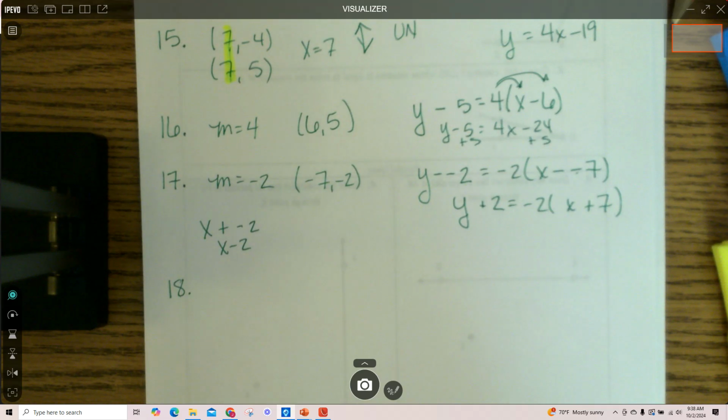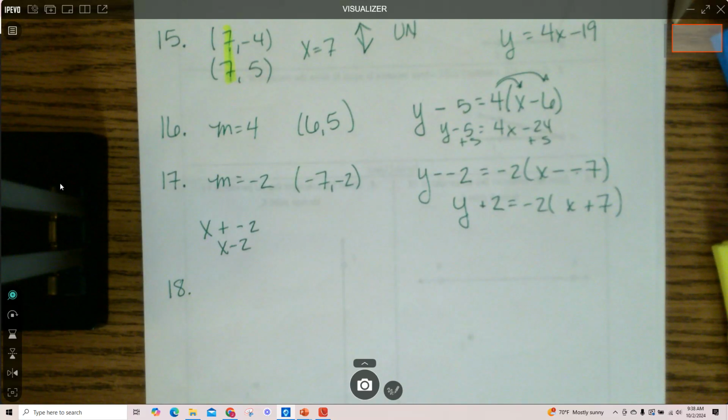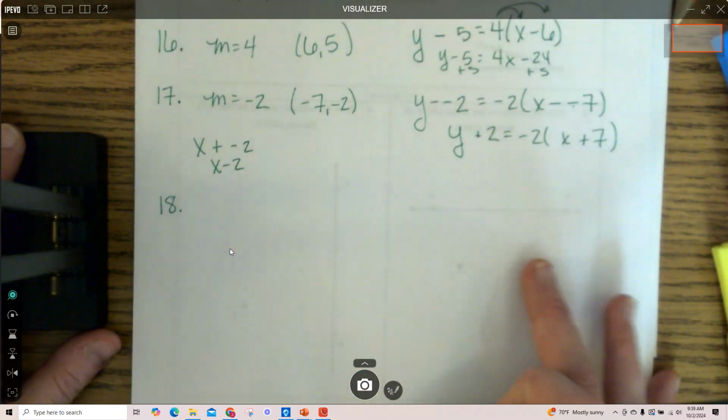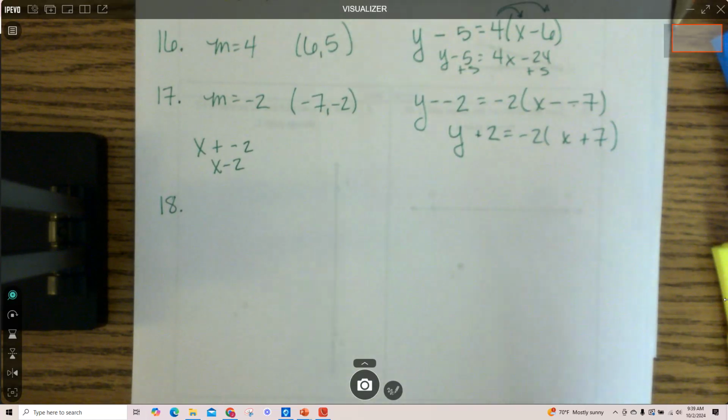Y'all want me to pause for a second and let everybody kind of get on the same page? Yes. Okay. I'm just making sure we get through this thing. All right, 18. I'll get it.